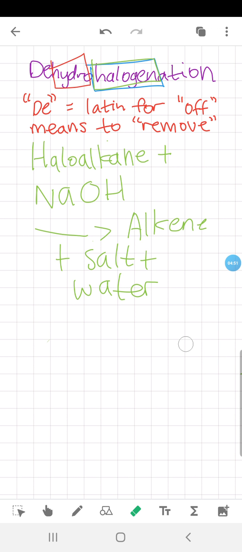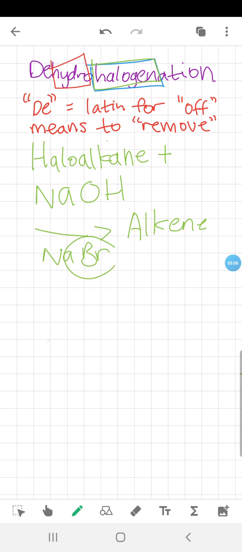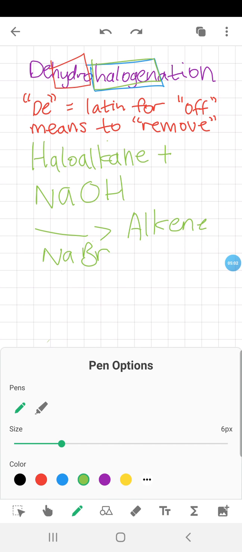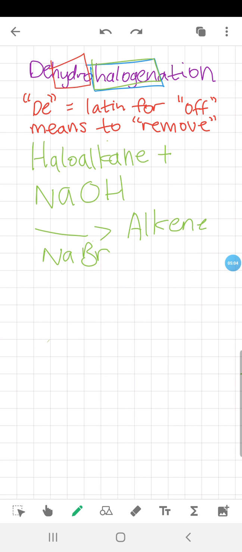And the way you write the salt is going to be as follows. You're going to write it like this. But the halogen here, you have 4 halogens: bromine, chlorine, iodine, and fluorine. The halogen that you use here depends on the halogen that is present in your haloalkane, because you can't suddenly come up with something you never had, like I said.